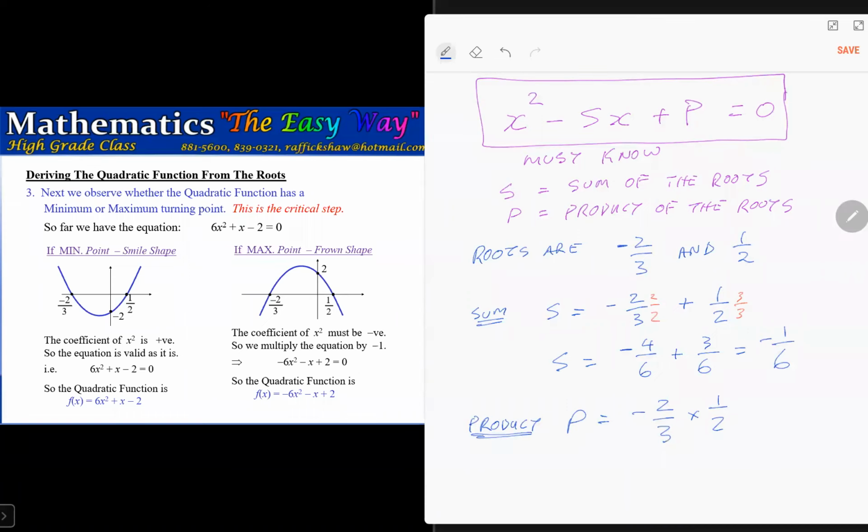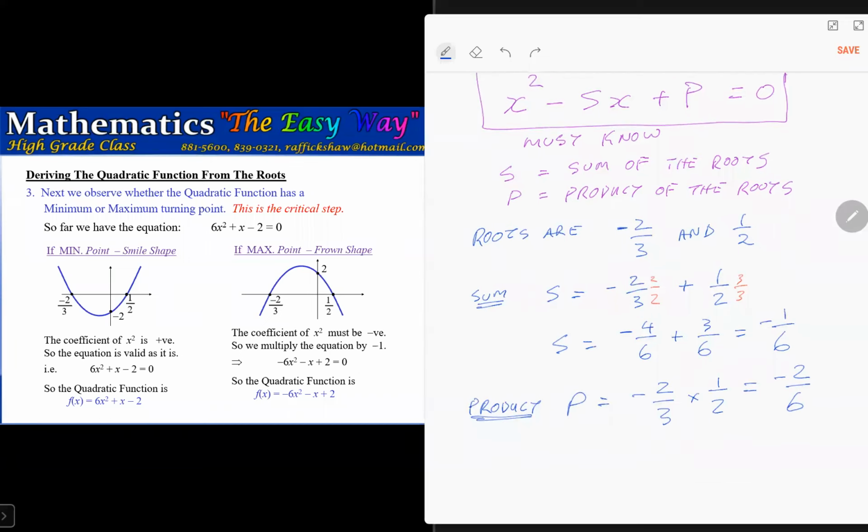Because this is something over 6, I'm going to keep everything over 6. So I'm going to just leave this as minus 2/6, so it's easier to handle. The minus 2 times the 1 gives me this minus 2 up here, and the 3 times 2 gives me the 6. Now, if I wanted, I could have put negative 1/3. I'll get the final answer the same anyway. What happens now? The equation up here, let's go back to the purple now.